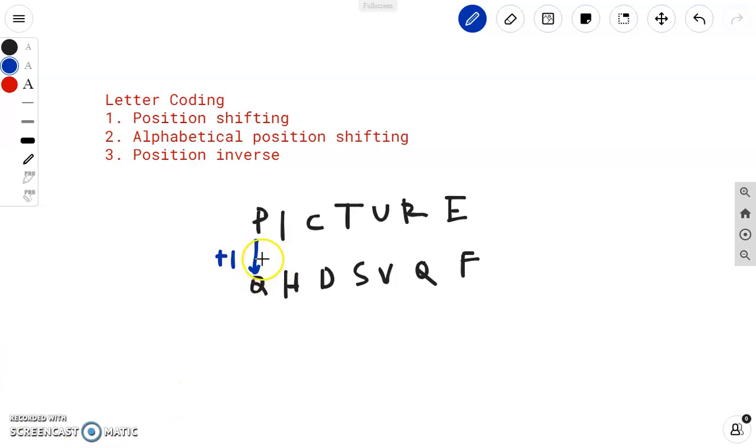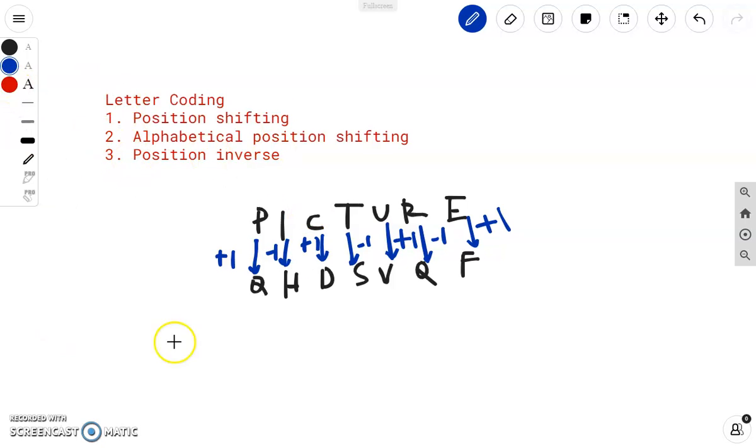Now if we look at H, H is actually before, so we can say that is -1 position shifted. And this is again +1, and this is again -1, this is again +1, this is again -1, and this is again +1. So the pattern of this alphabetical position shifting is +1 and -1.